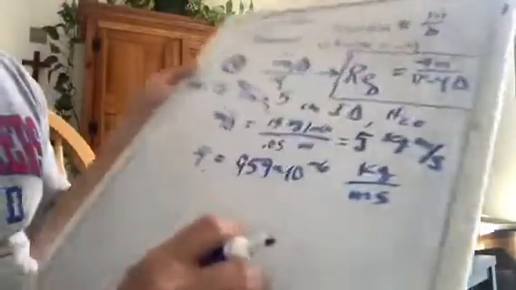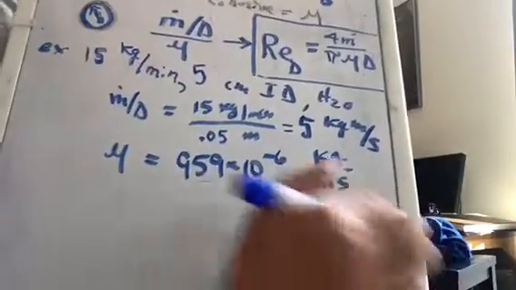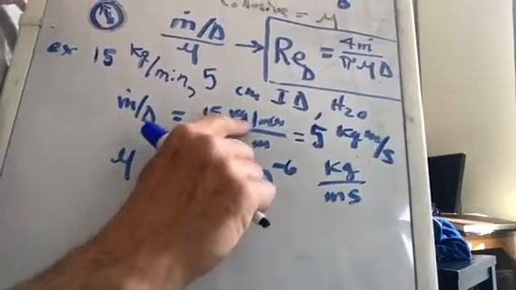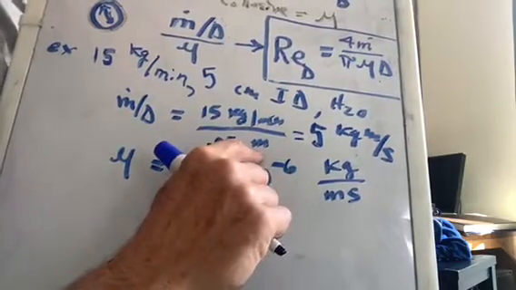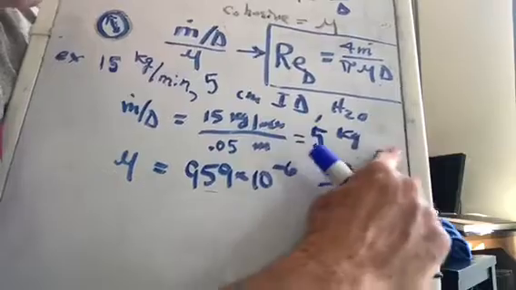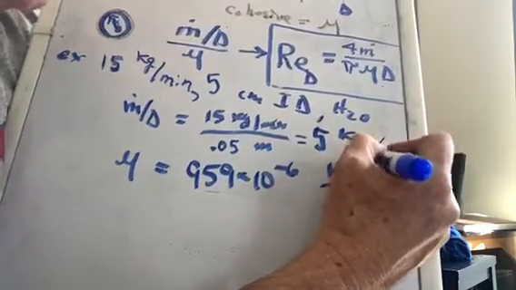And man, I am being a little bit sloppy today. I did a poor job over here. This is a kilogram per minute per meter, and then we made it into seconds. So this should have been a kilogram per meter second.